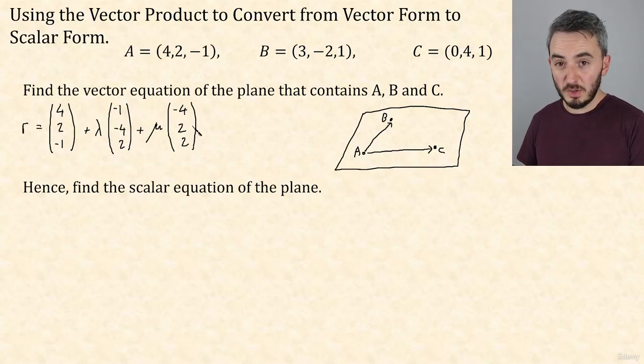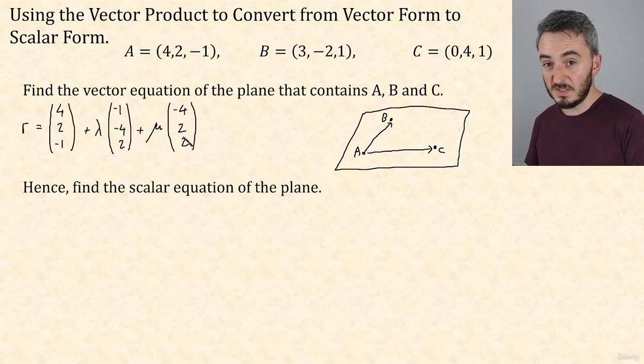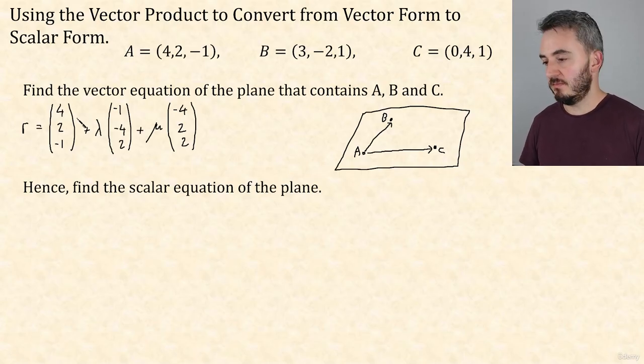And there we go. You know, we could, if we want to, divide all of this by 2 because it's any amount of it, but this is fine. This is a vector equation of the plane that contains A, B, and C. Okay, here's the clever bit. Hence find the scalar equation of the plane.